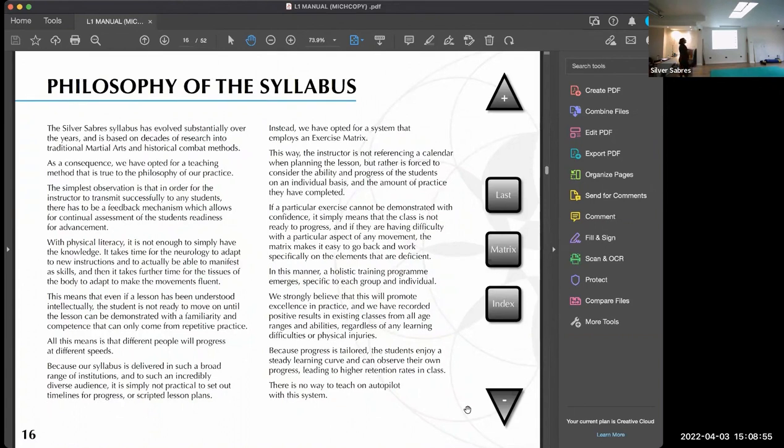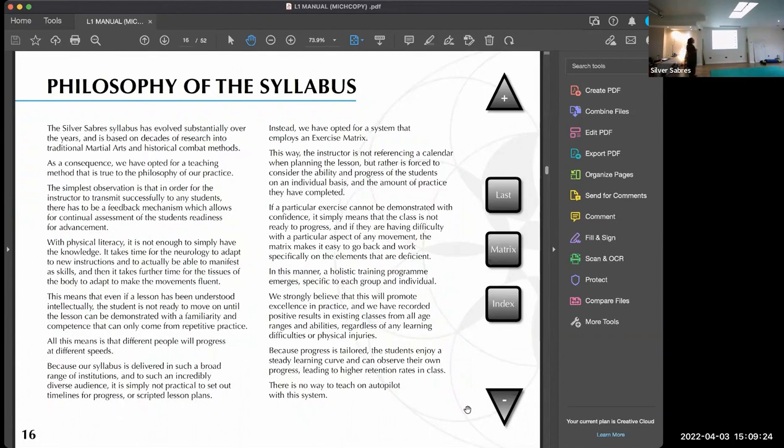If a particular exercise cannot be demonstrated with confidence, it simply means that the class is not ready to progress. And if they are having difficulty with a particular aspect of any movement, the matrix makes it easy to go back and work specifically on the elements that are deficient. In this manner, a holistic training program emerges specific to each group or individual.